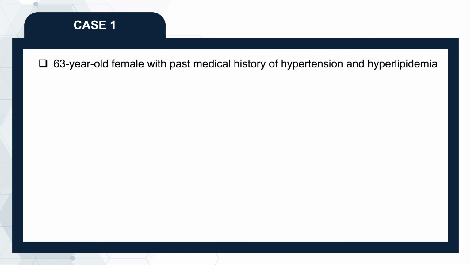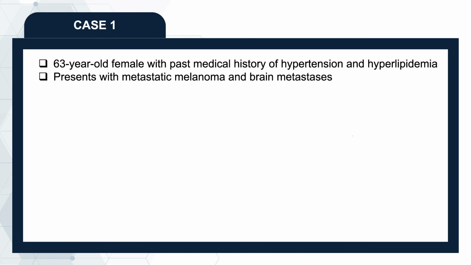Another area of interest is the safety and utility of immunotherapy dose level modulation. To explore this issue, let's discuss two patients with metastatic melanoma. The first case involves a 63-year-old woman whose past medical history includes only hypertension and hyperlipidemia. She presented with metastatic melanoma and, despite being neurologically asymptomatic, was found to have 3 brain metastases, each one measuring 1 to 2 centimeters in diameter.